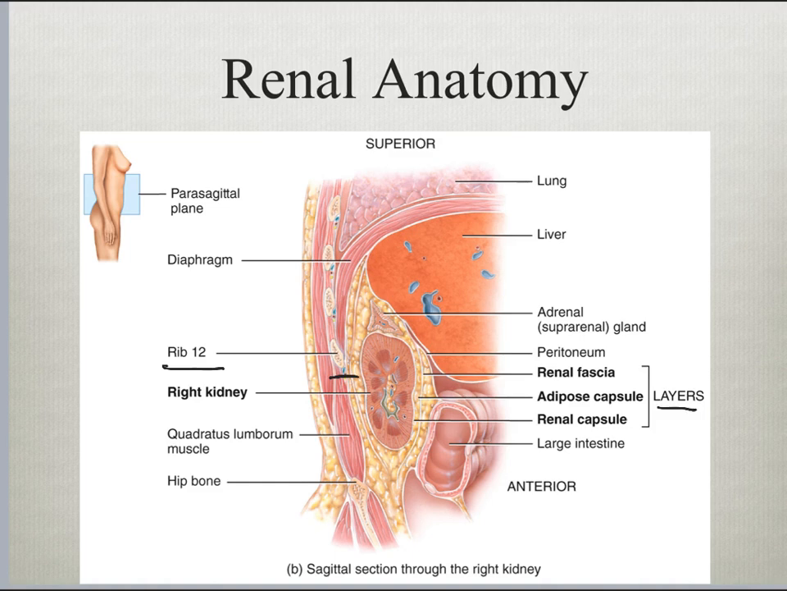Our layers again, we can count them as we go to the renal fascia right here. And then we have our fat or adipose layer, and then our renal capsule. When we look at the kidney, we'll look at the renal capsule right there.